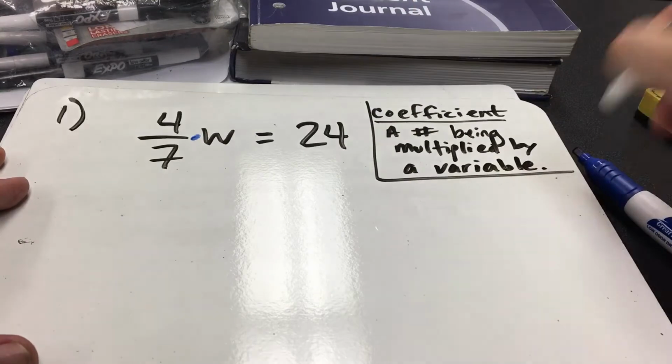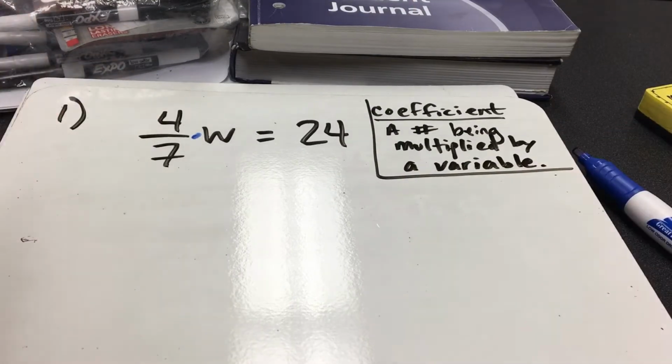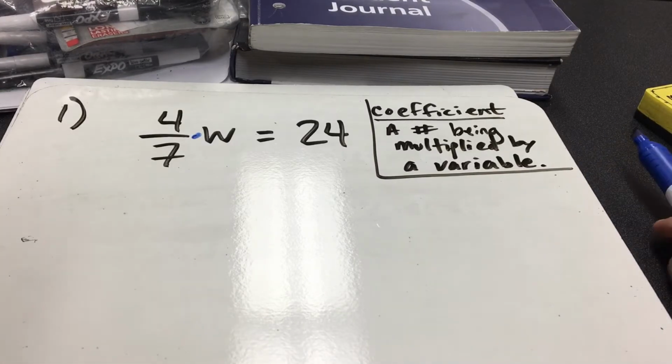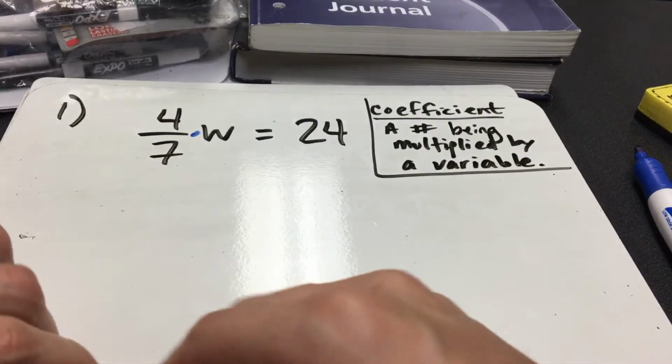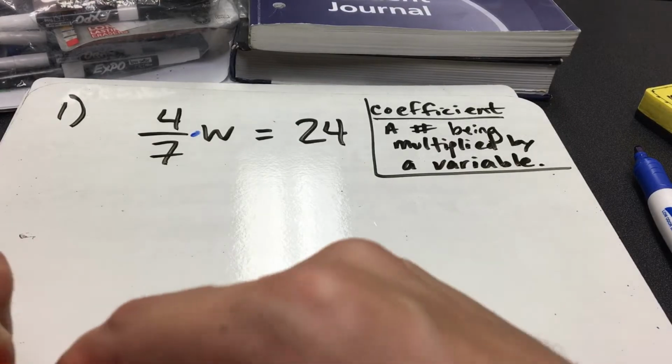And so all these problems will have a coefficient, something that the variable is being multiplied by. And if you know what the variable is being multiplied by, then we can work backwards to solve it, right? We've been working backwards all throughout our middle school career to solve questions. And if this is a multiplying situation here, the W is being multiplied by 4/7. In order to solve it, we could do the inverse, the opposite of multiplying, which is dividing by 4/7.